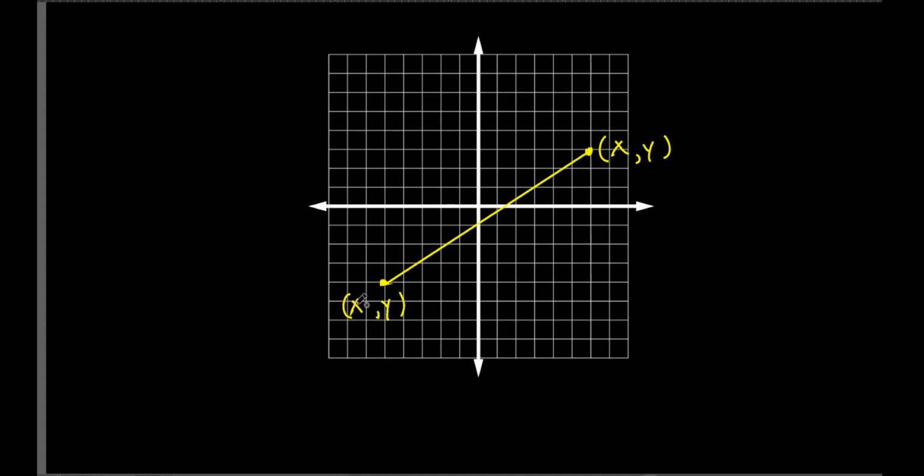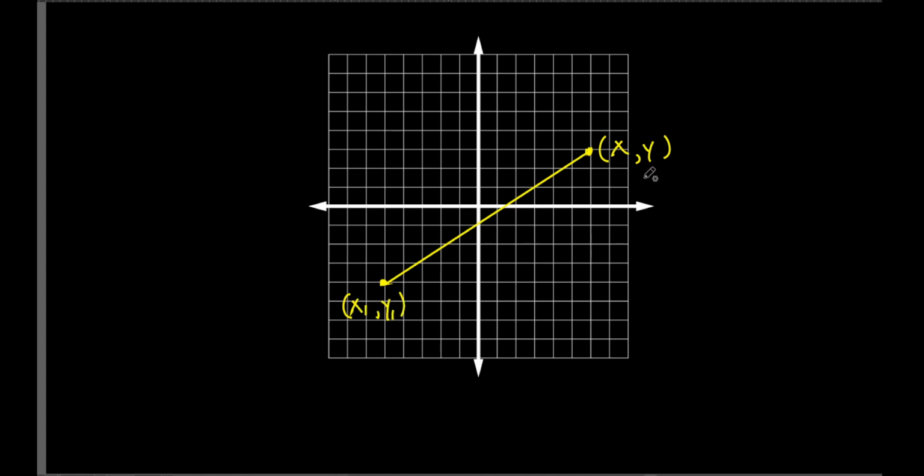But if this is x and this is x, that's not the same x, is it? So what I'm going to do is differentiate a little bit. I'm going to make it just a little bit different. I'm going to call this my first point, so I'm going to call this x1. And what do you think I'll call the y? y1, okay? So this is my first point.